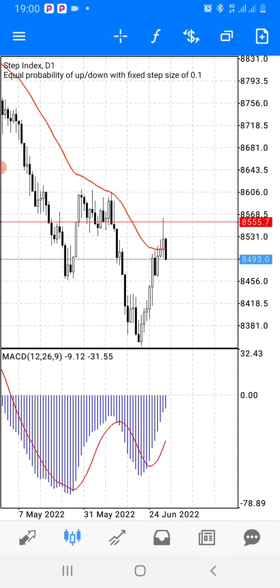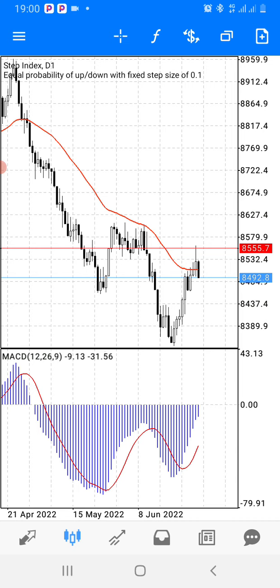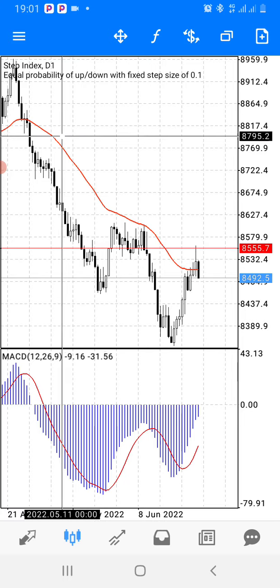So we're just going to mark out support and resistance levels from the daily time frame. If you see the chart, it's not that difficult to understand. It looks so simple. First thing, guys, it is a downtrend. This is a downtrend right here on step index.